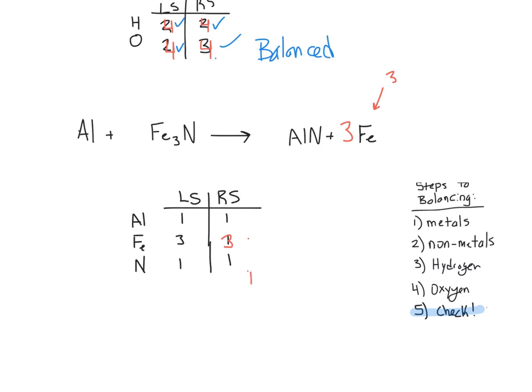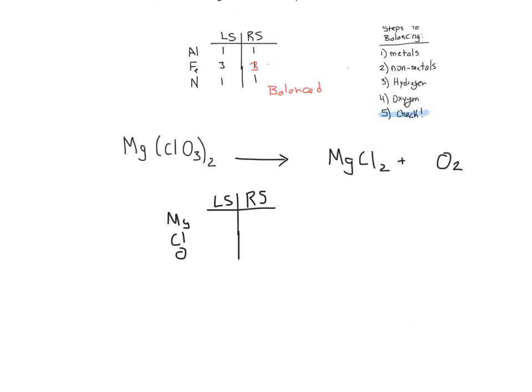That's it, it's balanced. If you tried this on your own, how did it go? Did you get the right answer? Did you overcomplicate things? Sometimes that happens. Okay, I've written out another practice problem. We have magnesium chlorate produces magnesium chloride and oxygen. If you'd like to try it on your own, now's the time to pause the video and do that. If you'd like to work through it with me, keep watching.